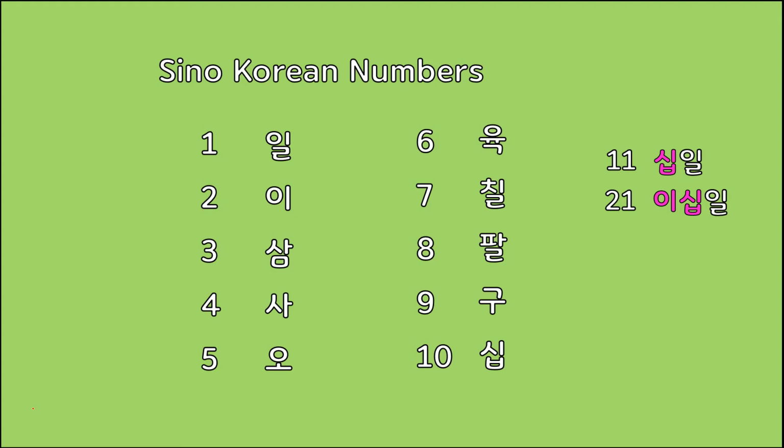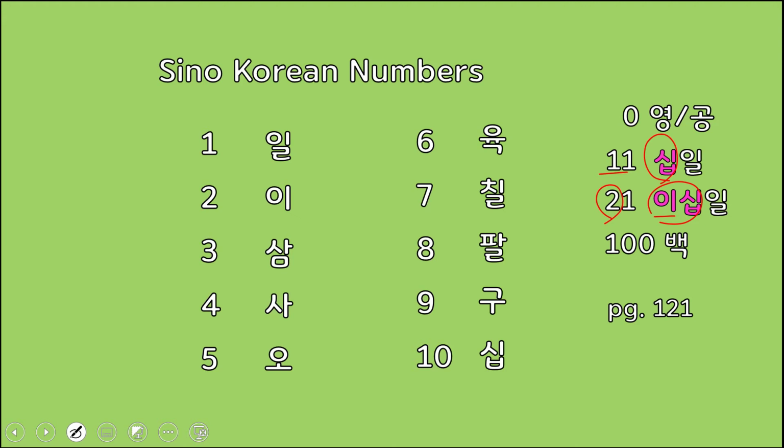If you want to say 21, that's when you can say 2 tens and 1. Again, when you want to say 11, you just need to say 10, 1. But if you want to say 21, 2 tens, so you need to say 21. 100 is 100. And 0 is 0. If you want to find out more numbers, you can refer to page 121 of the 3rd edition of the Clear Textbook.